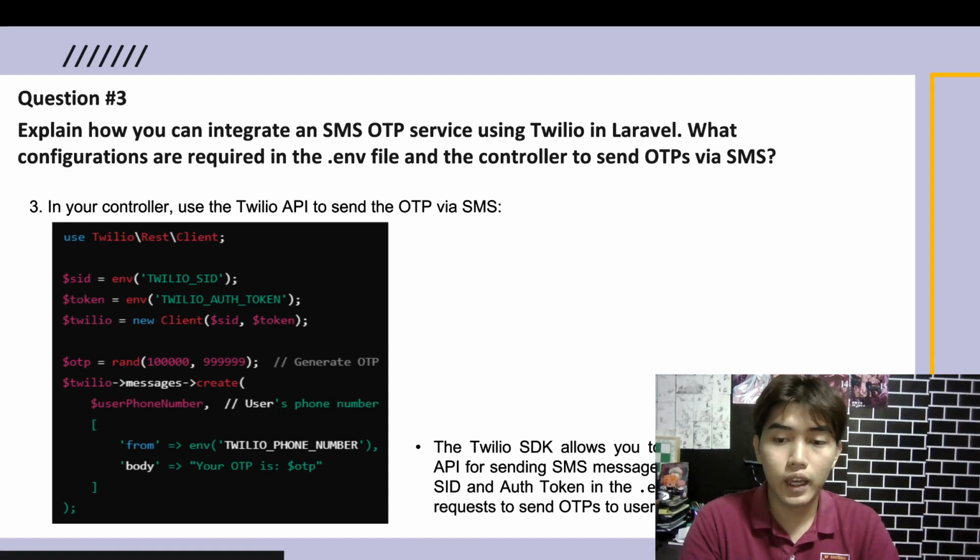The Twilio SDK allows you to communicate with Twilio's API for sending SMS messages. By configuring your Twilio SID and auth token in the .env file, you authenticate API requests to send OTPs to users' phone numbers.